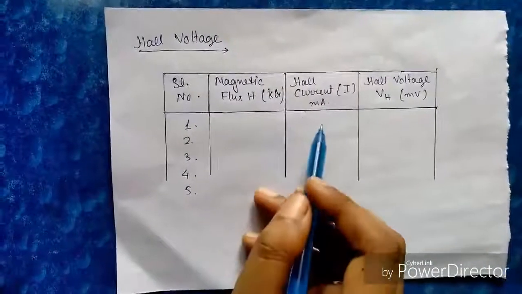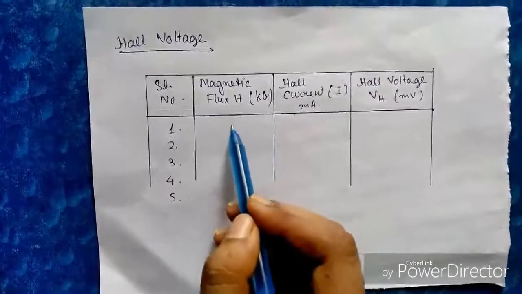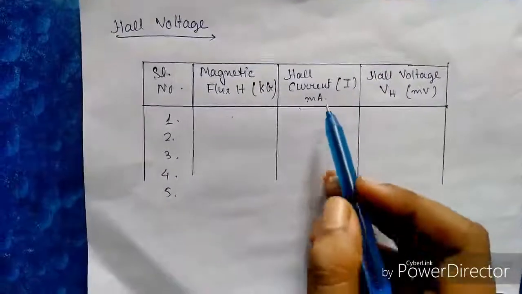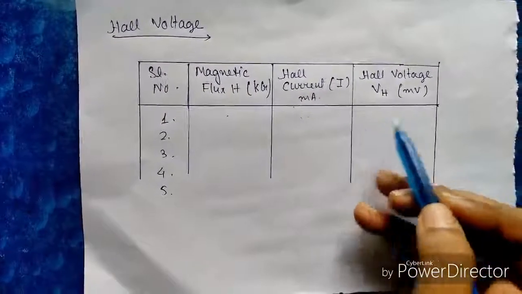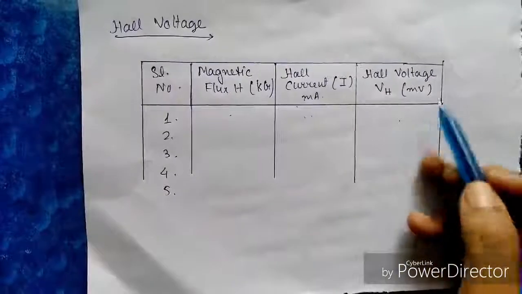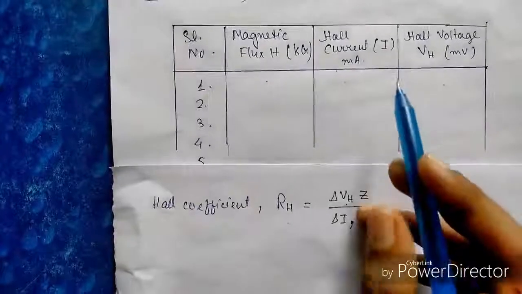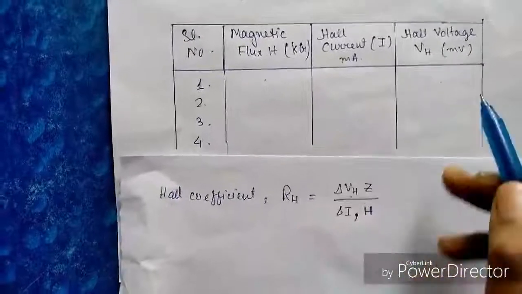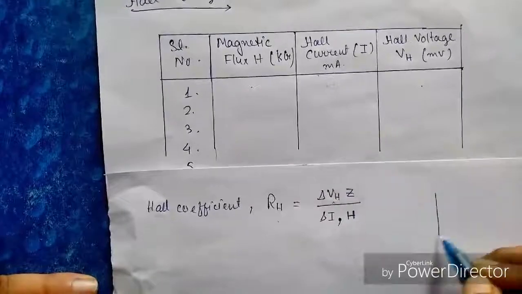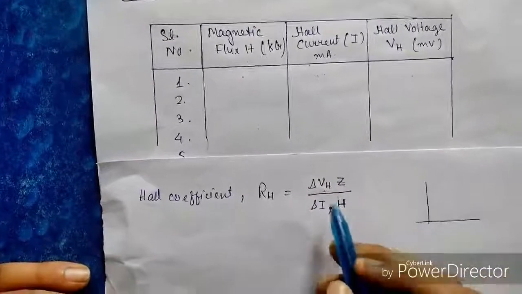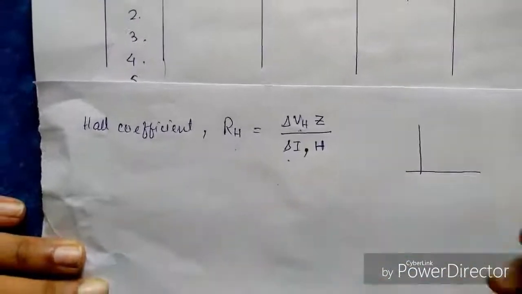Now to find the Hall voltage, firstly we need to apply a magnetic flux to the specimen and apply a Hall current, and we will get the corresponding value of Hall voltage which is formed across the specimen. After getting the Hall current and the Hall voltage, we can find the value of delta I and delta VH, which is needed to find the Hall coefficient.